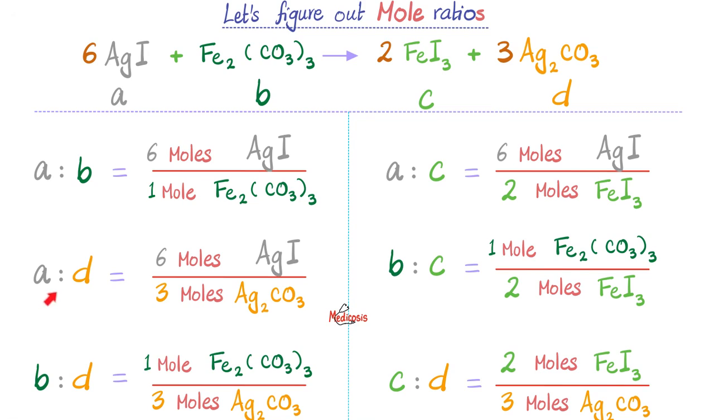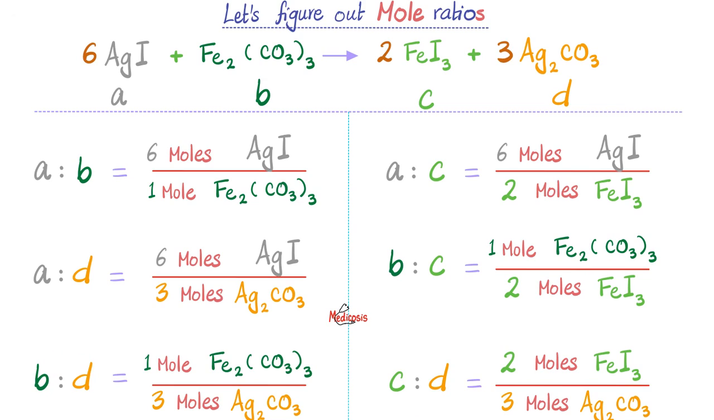You can also relate A and D together. Here is A, here is D. I have 6 moles of A and only 3 moles of D. There you go. We call it a mole ratio for an obvious reason: you have moles in the numerator and moles in the denominator.